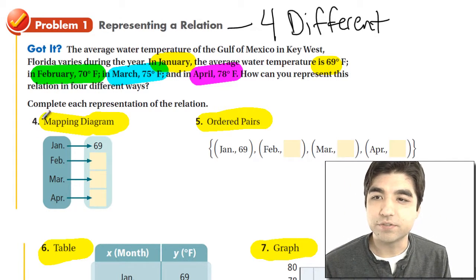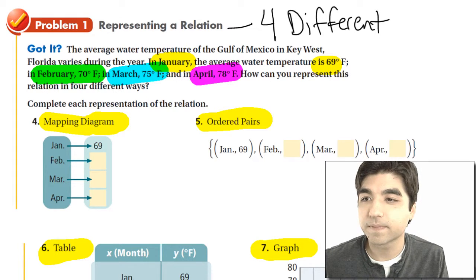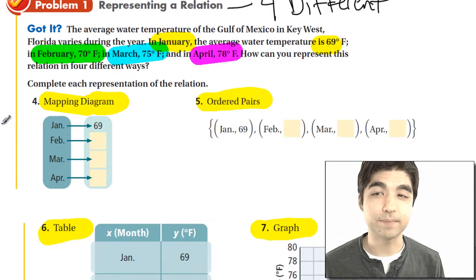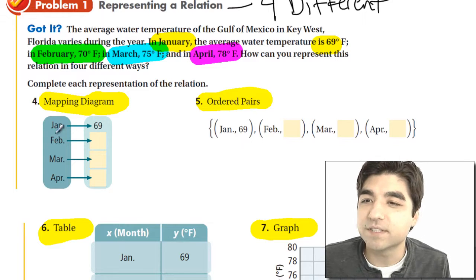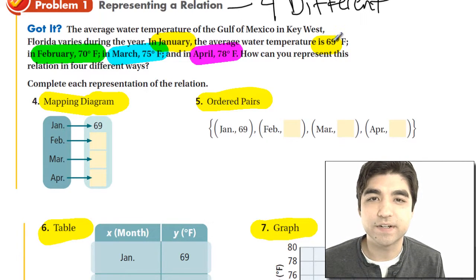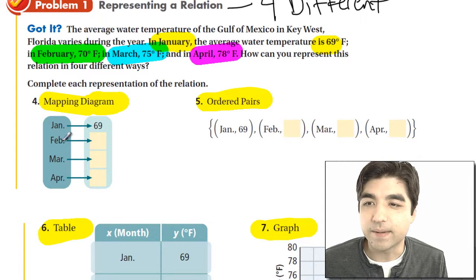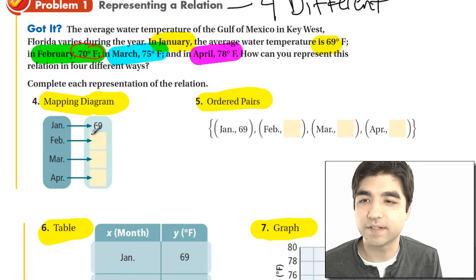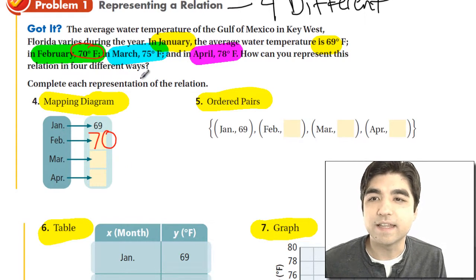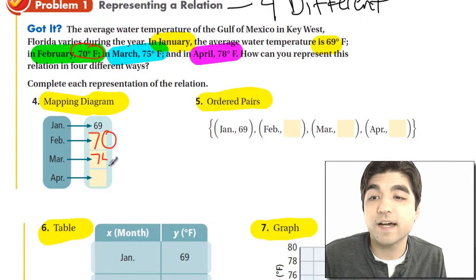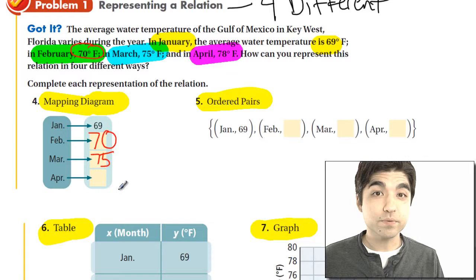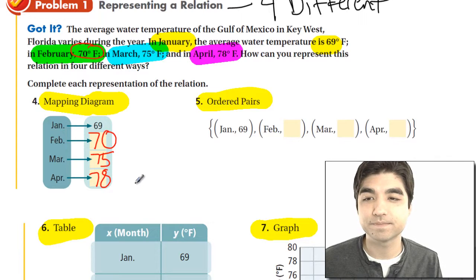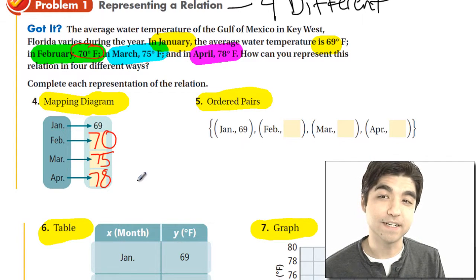So in your notes, you may want to make your own little mapping diagram really quick, so that you have it when you take the quiz. Also, when you write stuff down, it helps you to remember it. So mapping diagram, let's check it out. So we have January is 69 degrees Fahrenheit. Okay, we got that. Then in the mapping diagram it says February, what's the value for that? We see February, it's 70 degrees Fahrenheit. So let's write that down. And then for March, it is 75 degrees Fahrenheit. And then in April, you know what it is? 78.